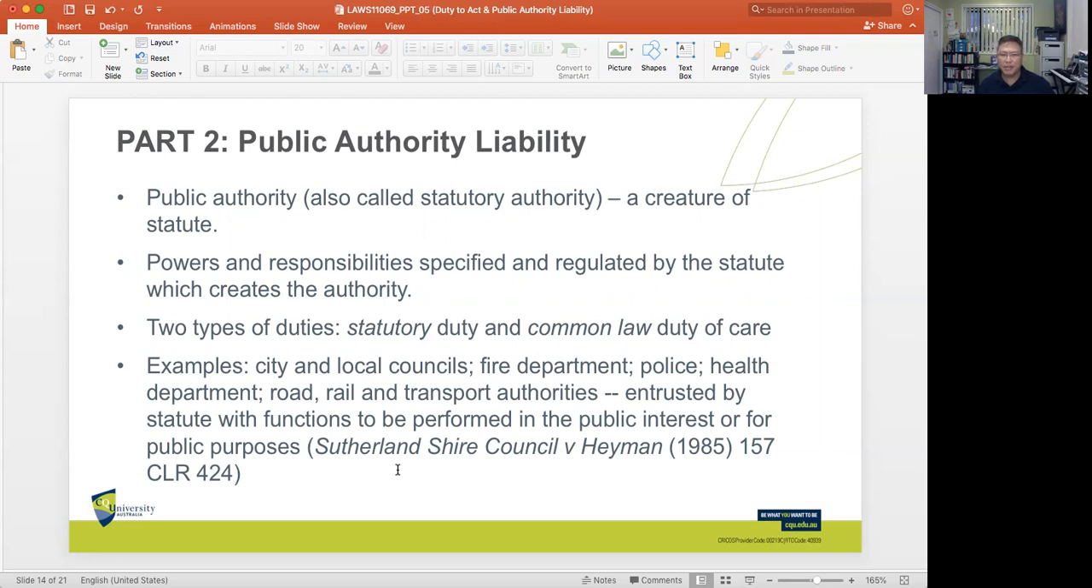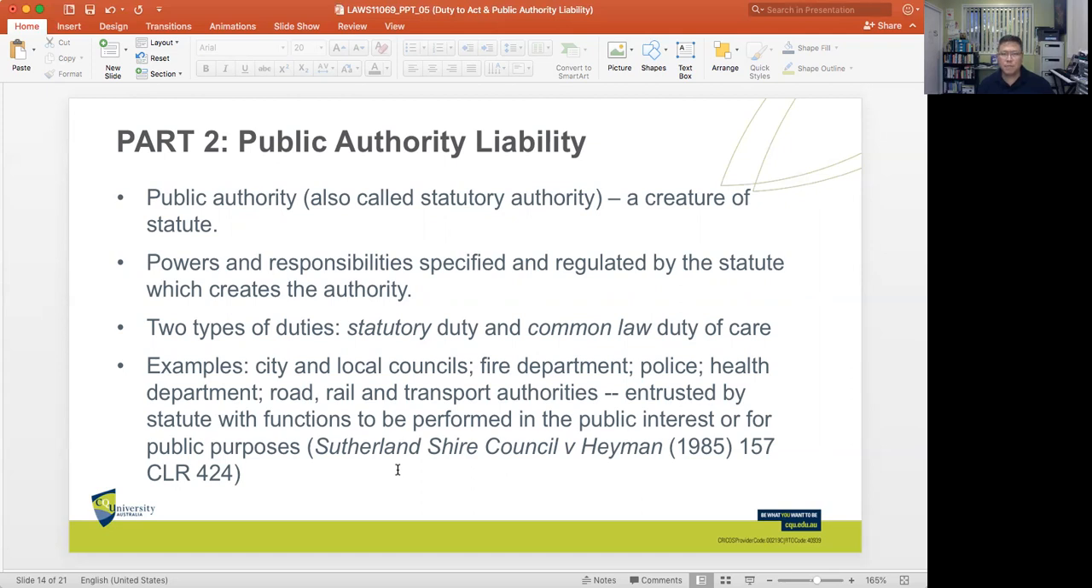Examples might be city and local councils, fire departments, police, health departments, road, rail and transport authorities, which are entrusted by statute with functions to be performed in the public interest or for public purposes.